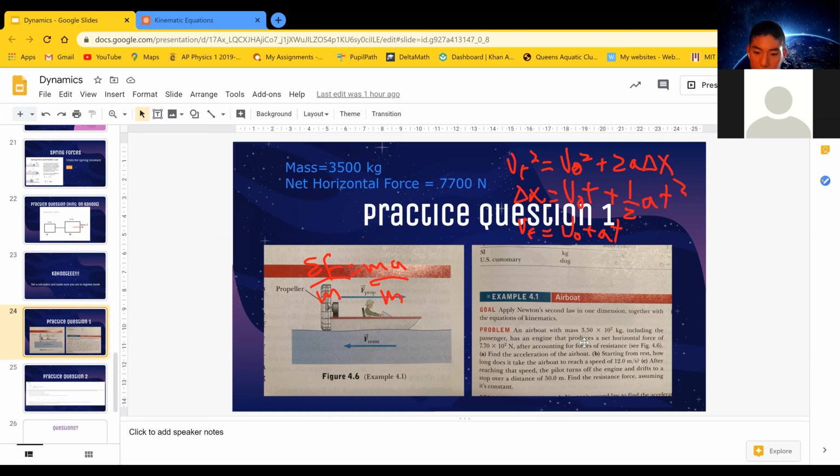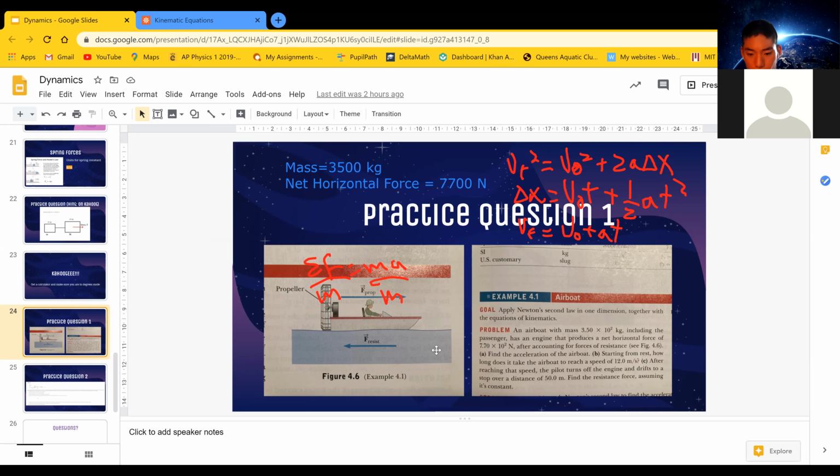After reaching that speed, the pilot turns off the engine and drifts to a stop over a distance of 50 meters. Find the resistance force, assuming it's constant. Okay, so it tells us 50 meters, so we probably might have to use a kinematic equation. I'm not sure yet, but they do tell you a distance. And they tell you the resistance force. These kinematic equations don't deal with force, but you could use them after you find your acceleration. And the way to connect forces with kinematics is using Newton's second law.